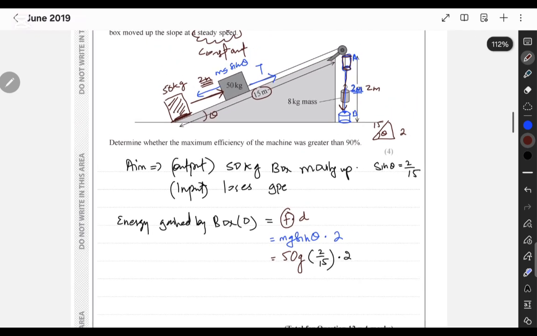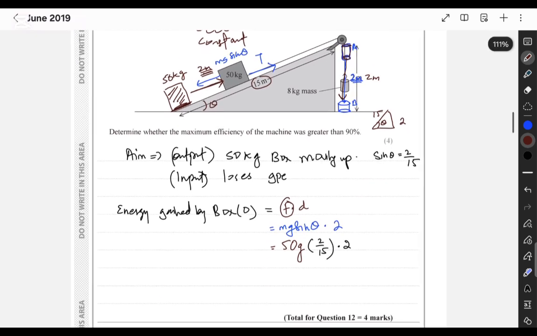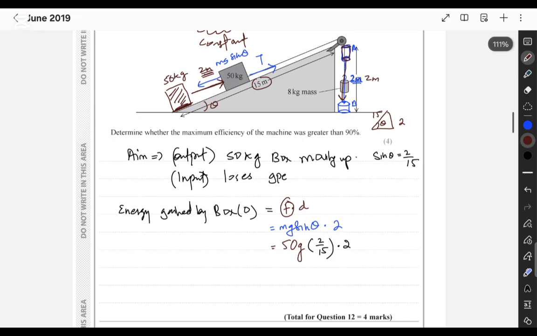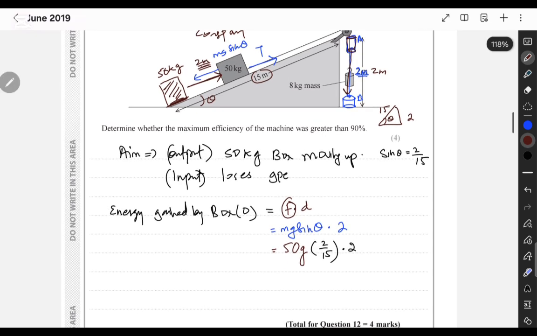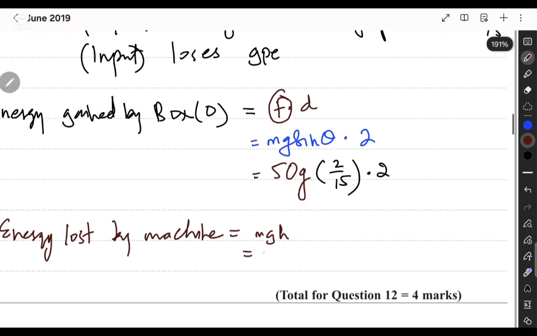That's the aim. The thing that we want our system to do is to lift that 50 kg box up. The reason that 50 kg box is moving up is because of that input, and that energy. So that input is the energy lost by the machine, which is going to be equal to mgh. So that's going to be 8g times 2.